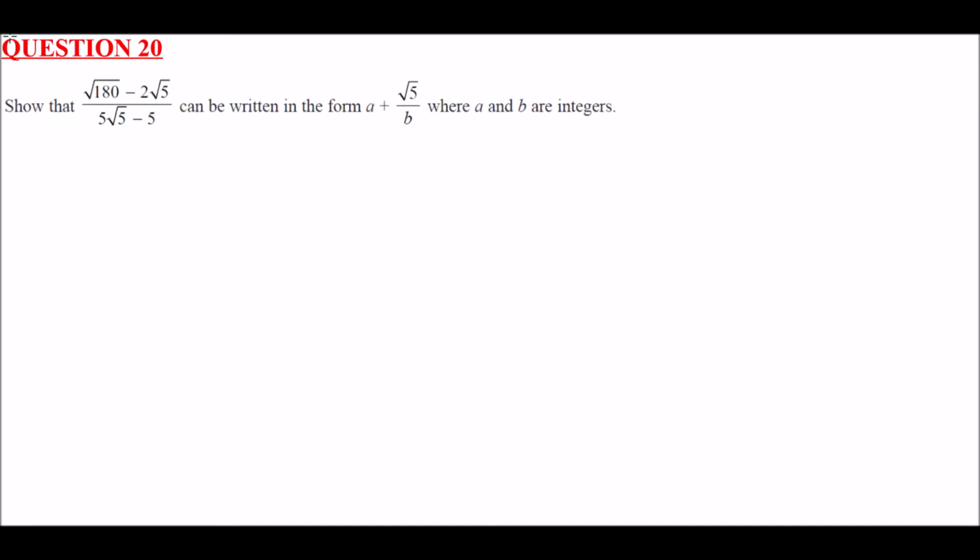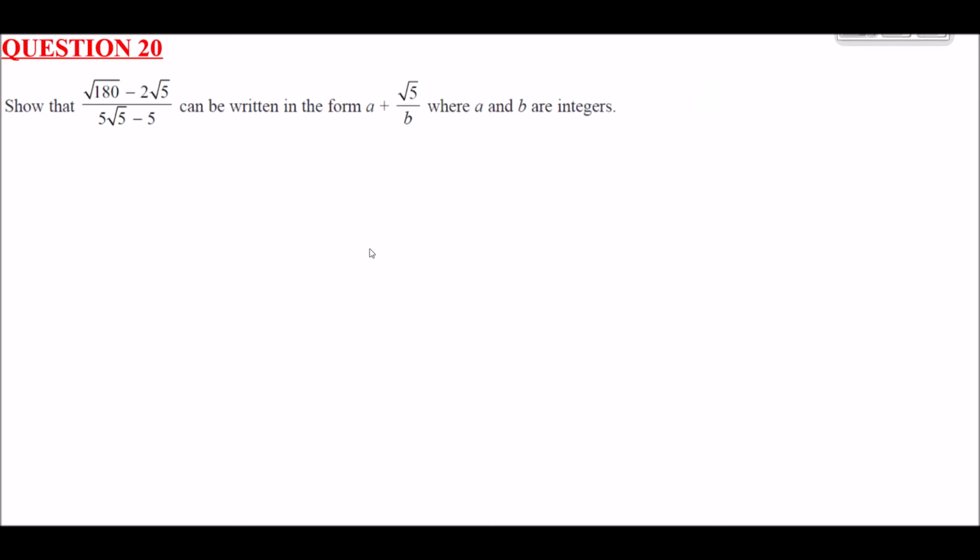Question 20. Show that this horrible, horrible thing can be written in the form a plus root 5 over b, where a and b are both integers. So let's be thinking how we can do this beastly question. Well, it might not seem it now, but this is actually a case of having to rationalise the denominator. So what we need to do at some point is to multiply both top and bottom by 5 root 5 minus 5. However, we need to focus on this root 180 and see what we can do with this root 180 on the numerator.